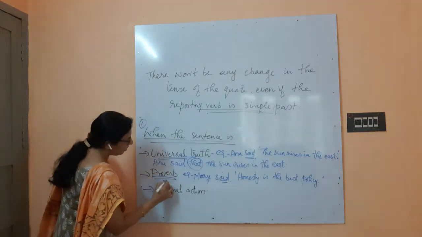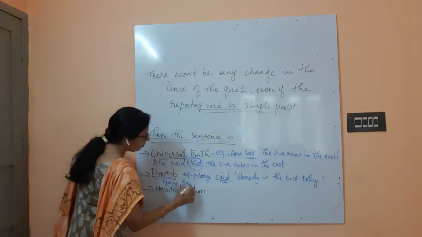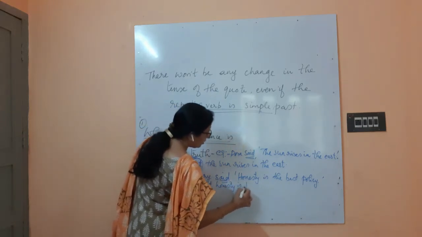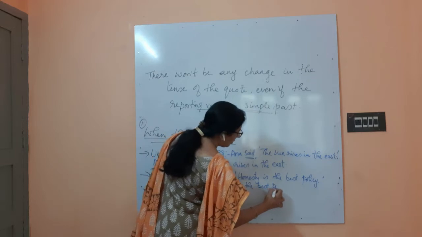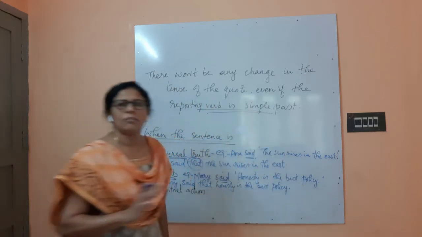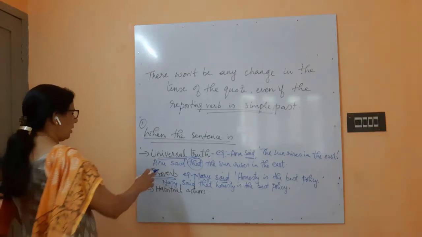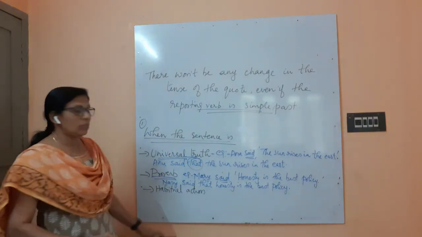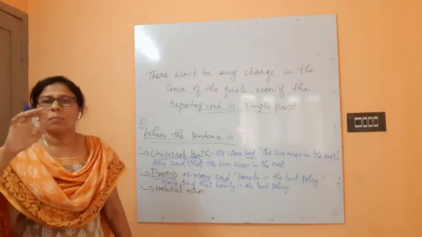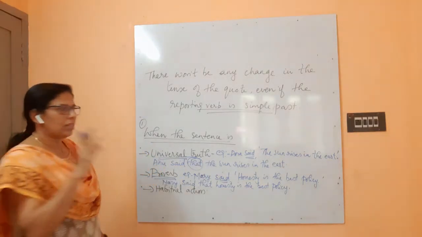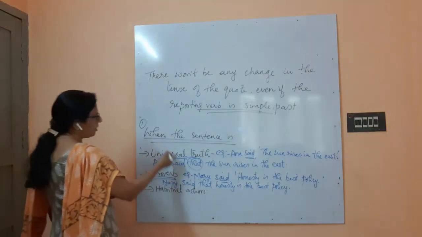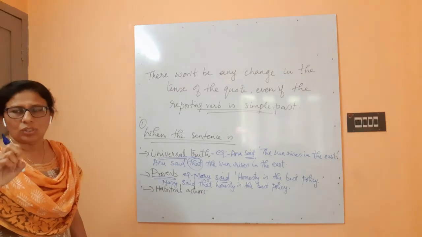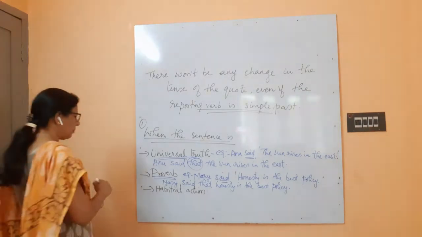Okay, so in this one, when you convert to indirect speech: Mary said that honesty is the best policy, and full stop. Okay? And the third one. So universal truth is over, proverb is over, and in all these three cases you can see that the reporting verb is simple past tense, but still there won't be any change in the tense given in the quote. Why? Because if any of these three things come, even if the reporting verb is simple past, there should not be any change. Okay, changes will not take place.